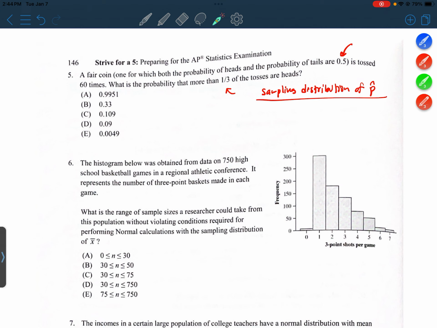Now here's some things that we know. We know that the true proportion of heads is 0.5, so we'll label this p equals 0.5. And we know that the sample size is 60. Now that we have those two values, that's really all the information we need to determine the shape, the center, and the variability of our sampling distribution.